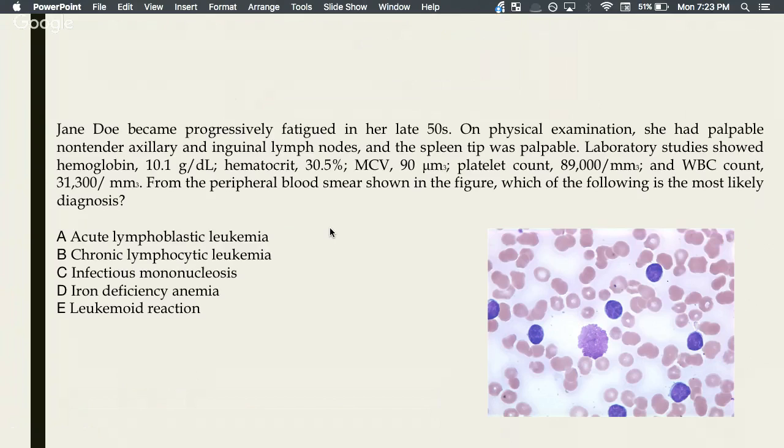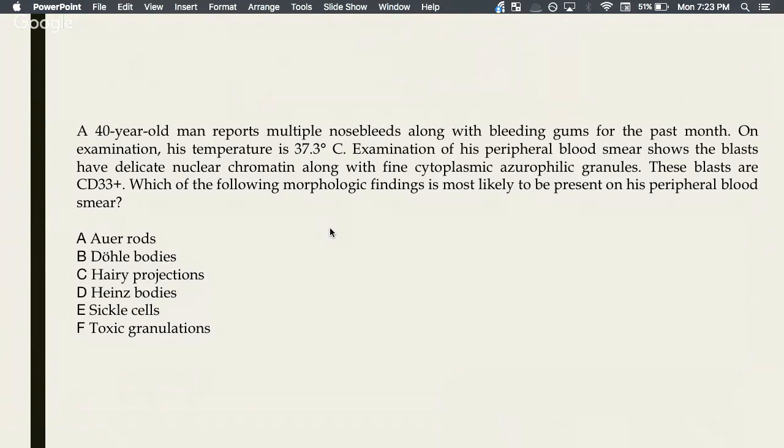Now, this one. So what was the answer? Sorry. Auer rods, because there were blast cells, and so the only correlation would be Auer rods.